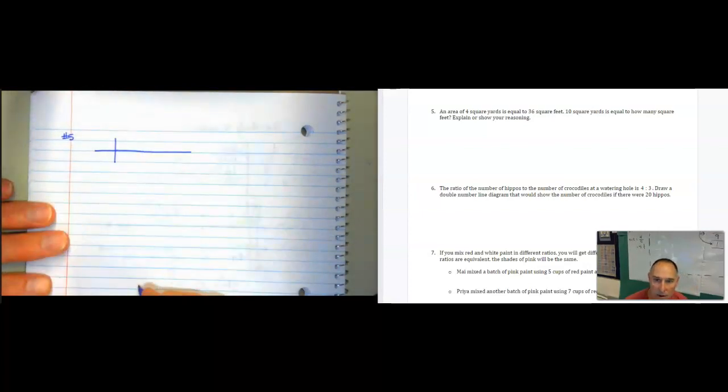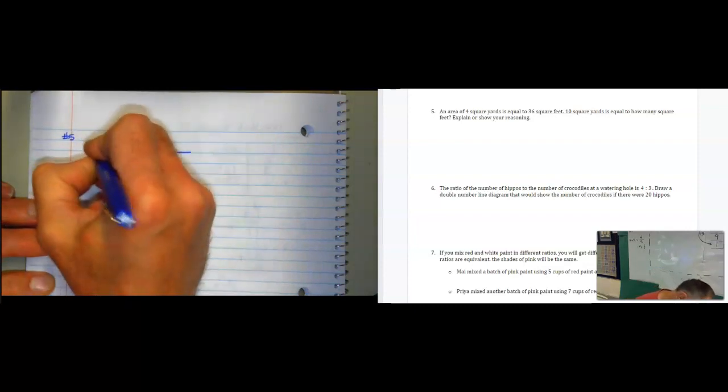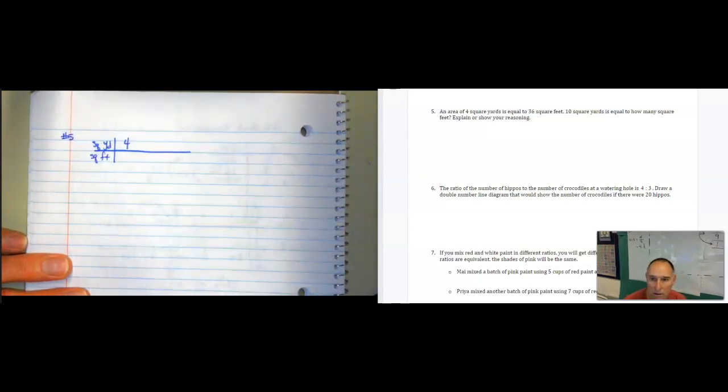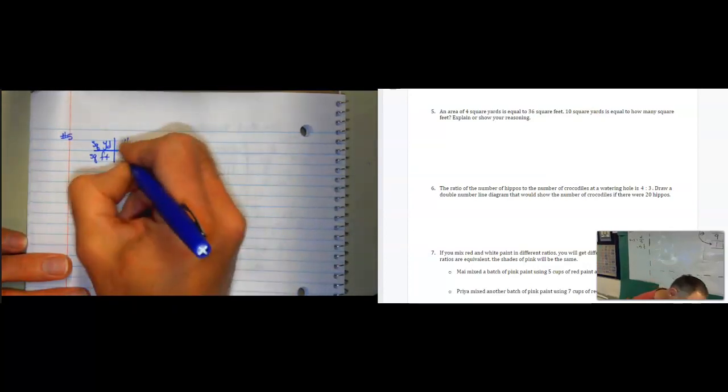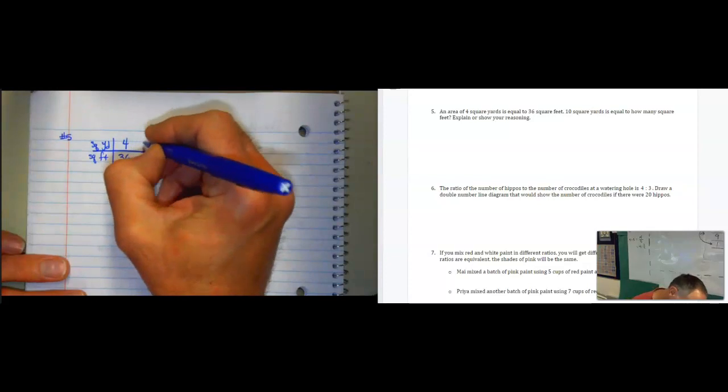Okay, so in my ratio table, I have my square yards, and I have my square feet. Okay, and what I know is that 4 square yards is equal to 36 square feet. So those are the same. They represent the same amount. Okay, so I'm trying to figure out 10.